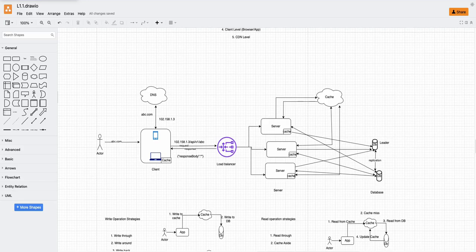Now, next thing we will discuss is CDN. How CDN helps in reducing the load on the service, how CDN helps in reducing latency, and what is client level caching.